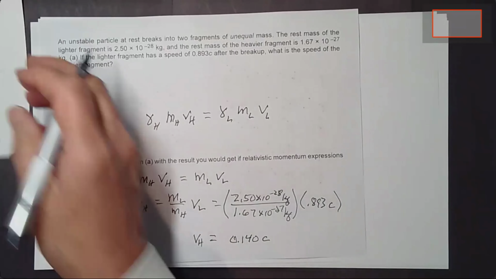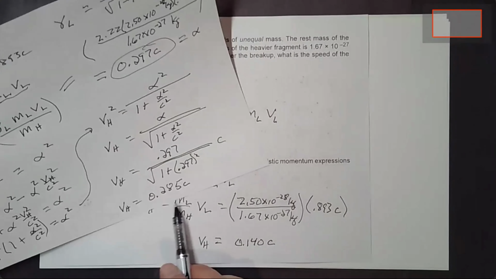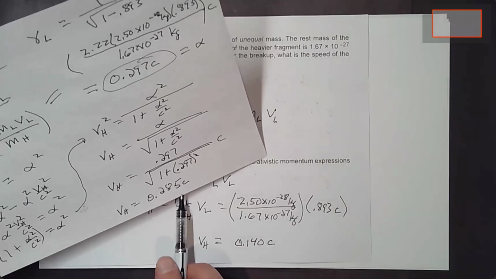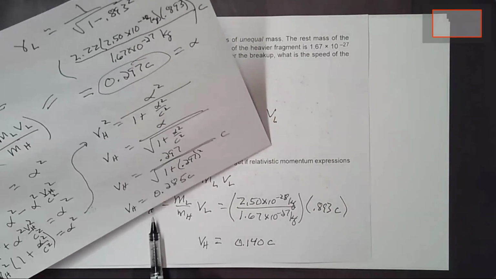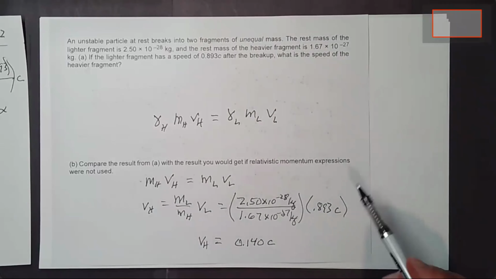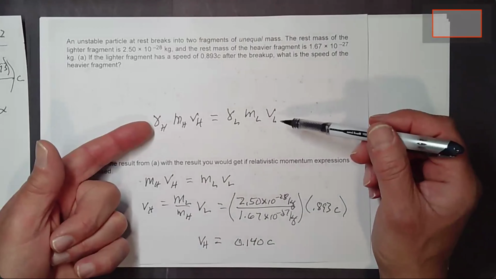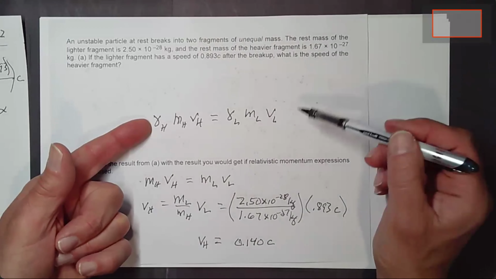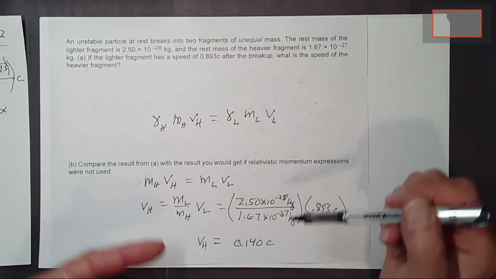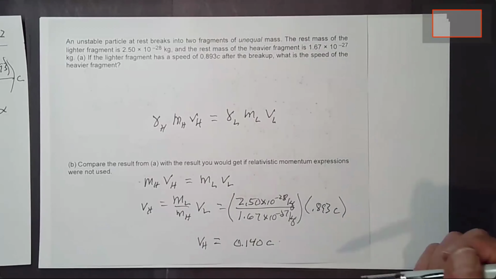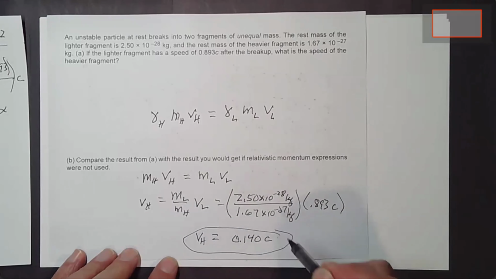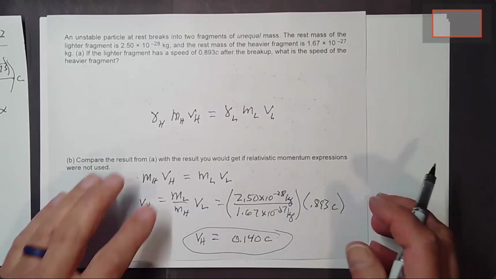And what did we get over here? We got about twice that speed. Okay, we got about 0.285 c for the speed of the heavier fragment. So quite a large difference between the two values. So it's obvious with a speed like that, you definitely need to use the relativistic expression for solving for the speed of the heavier fragment after the collision, because this is only half of the correct speed. So quite a ways off.